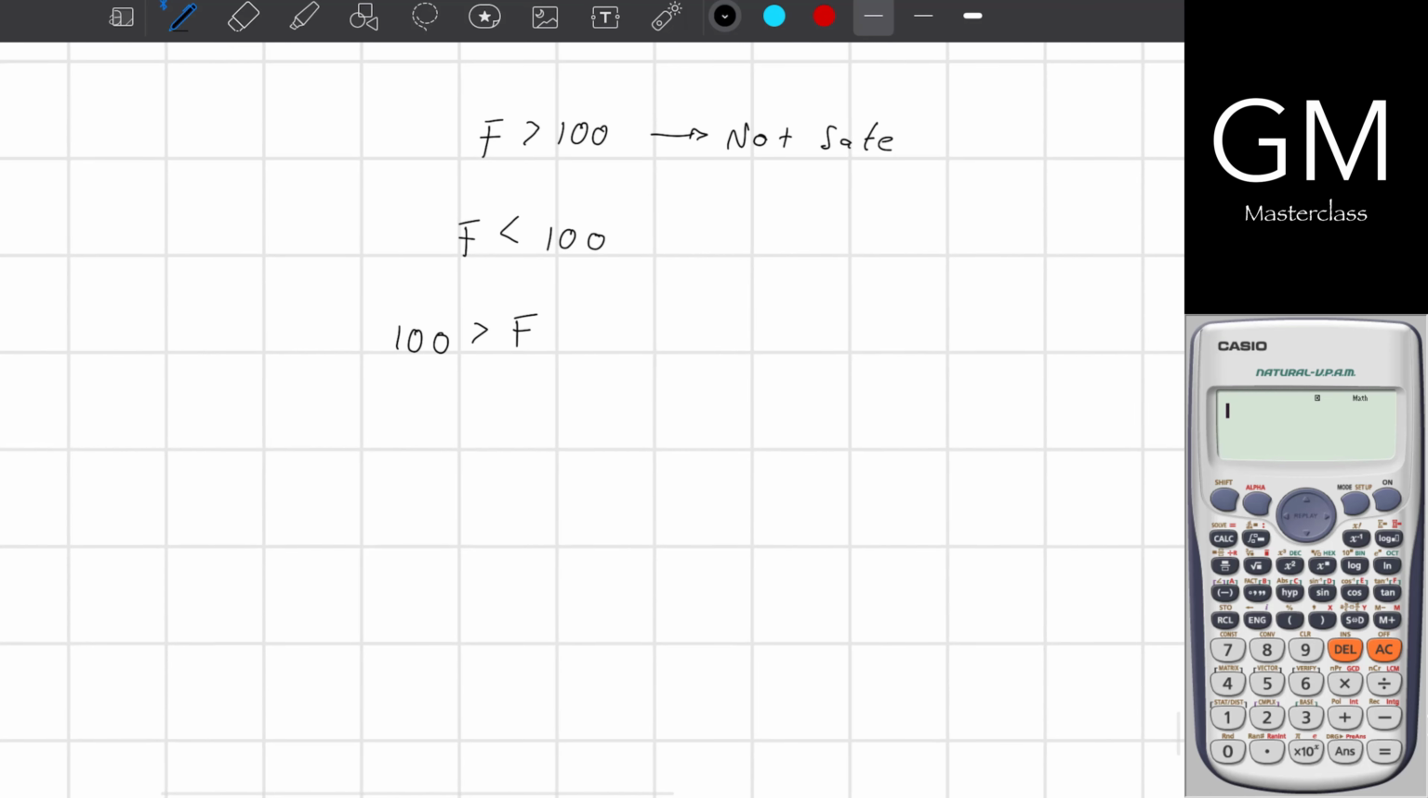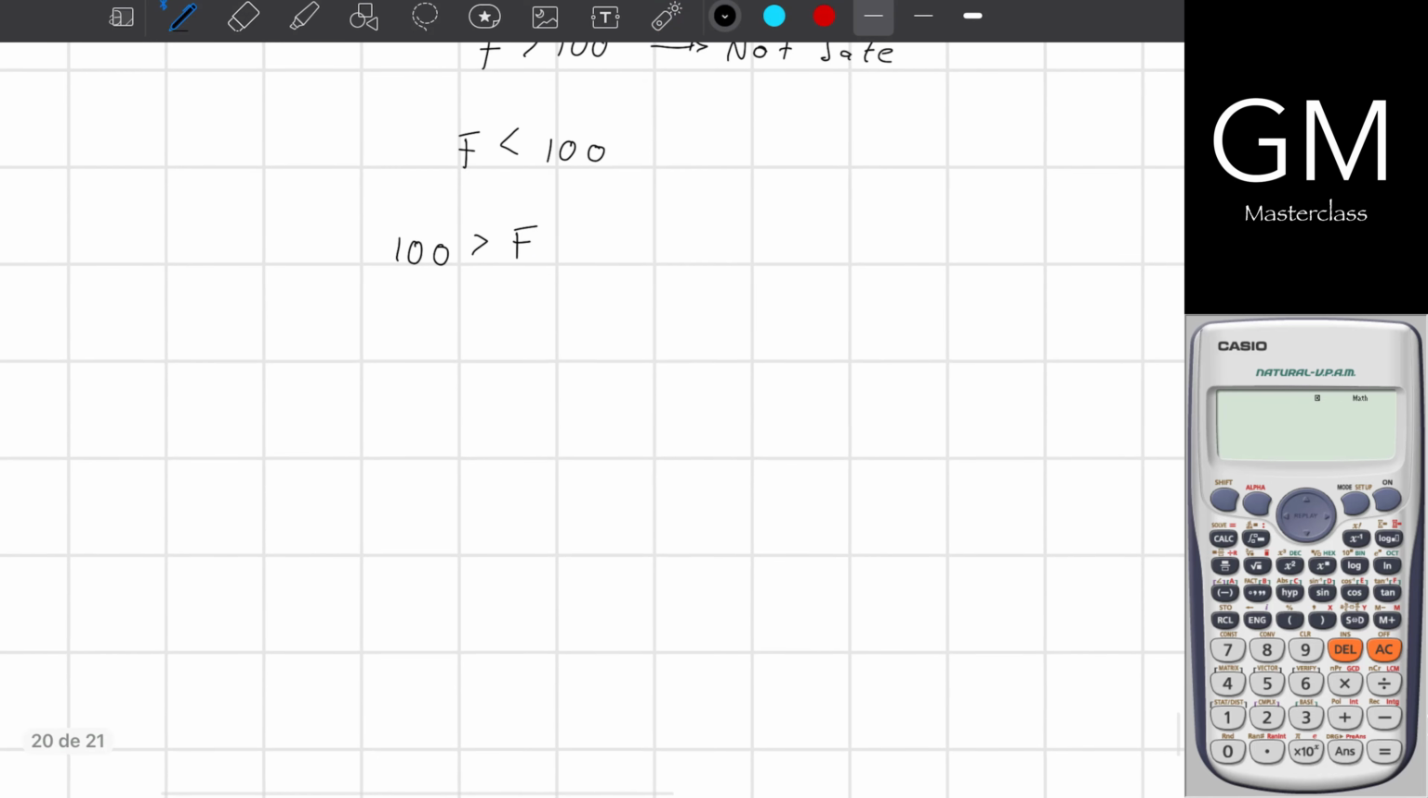All right, as you can see right here, this is what we need, and this is the same thing. 100 is greater than F, and this is the same thing, right? So they're telling me that this is going to be supported. 100 is also going to be supported, so I'm going to say that F must be less than or equal to 100.